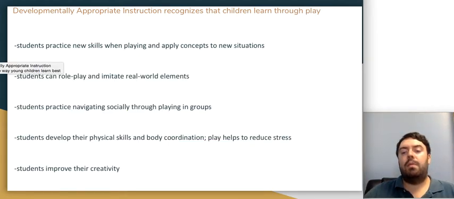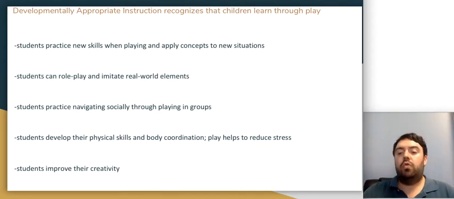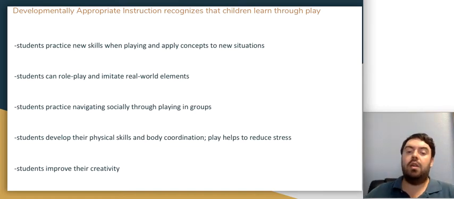Another thing that we need to remember is that developmentally appropriate instruction focuses on the idea that children learn best through play. So children learn through academic or intellectual play because in these experiences, students have opportunities to act out or to imitate the real world. They also have opportunities to interact with other people when they're playing, discuss the game or the learning activity with their peers, and also negotiate how to collaborate together to complete the activity. Students develop physical skills in terms of hand-eye coordination and body coordination.